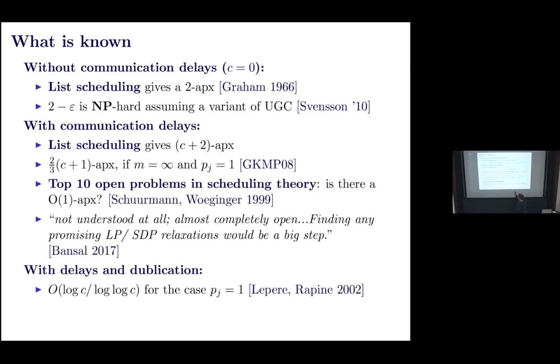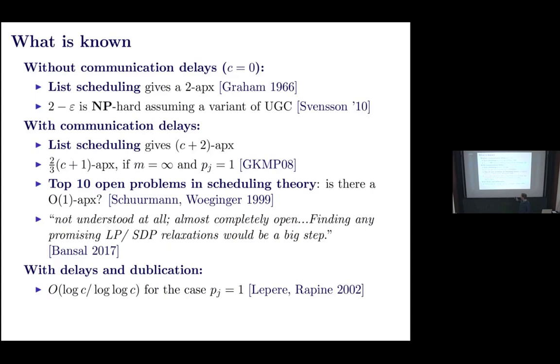So there's a wonderful survey by Schuurman and Woeginger on open problems in scheduling. It's usually where I get my own problems from. And this is one of the problems they stated. To be precise, they asked whether there's a constant factor approximation. And if you look at some follow-up work by Bansal, there wasn't even a good LP relaxation, where people conjectured that there would be a good one. So this was a relatively open problem in terms of how you can approximate.